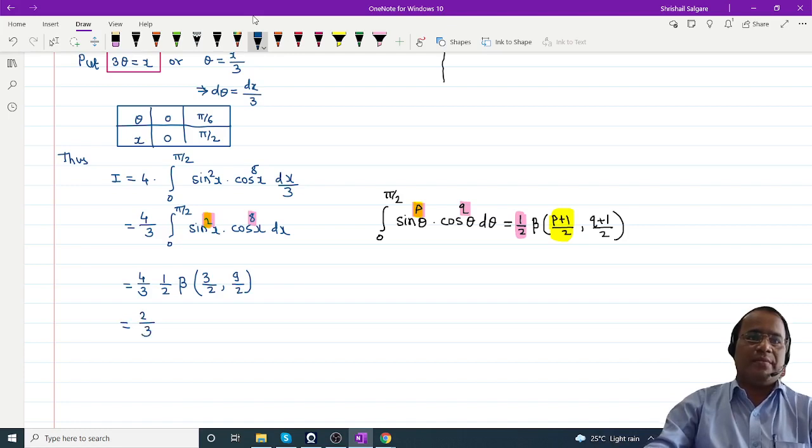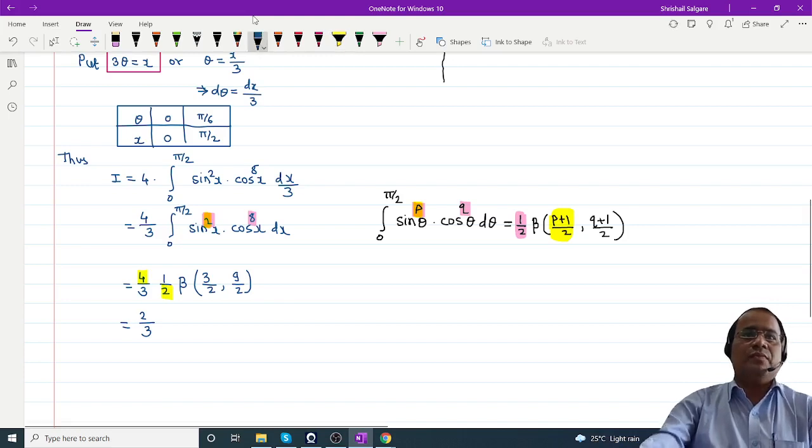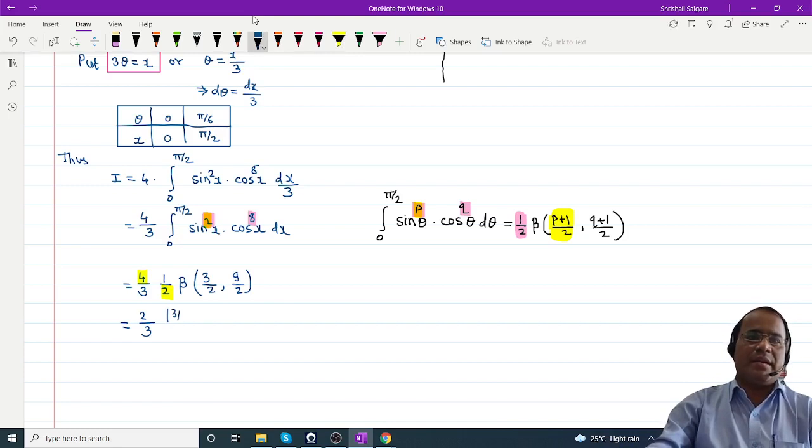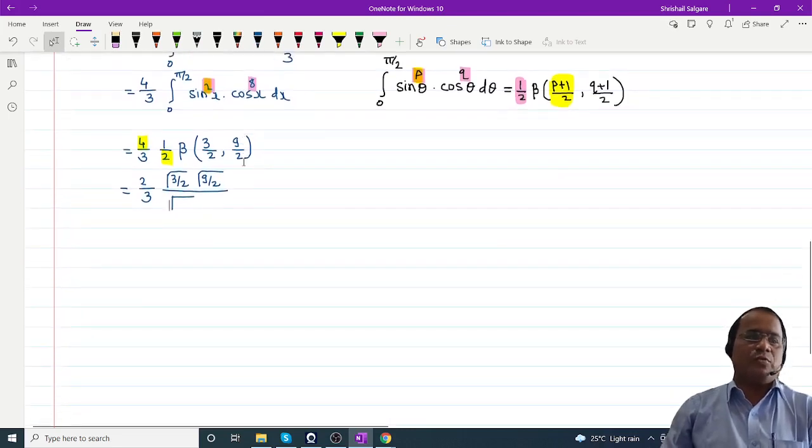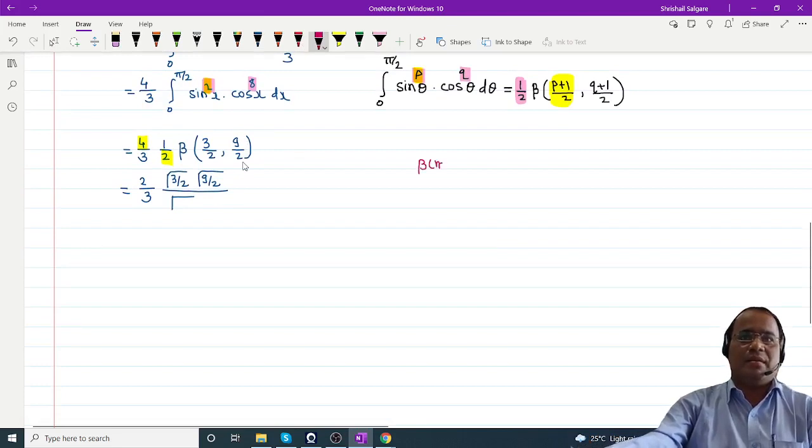Why am I writing 2 by 3? Because you have this term 4 divided by 2. And for the remaining, using the relation between beta and gamma, it can be written as gamma of 3 by 2, gamma of 9 by 2 divided by gamma of 3 by 2 plus 9 by 2. I have to write the property: beta m, n is given by gamma m into gamma n divided by gamma of m plus n.